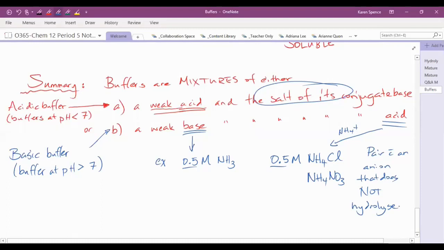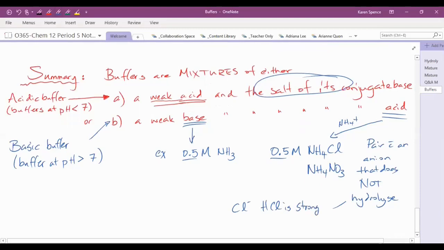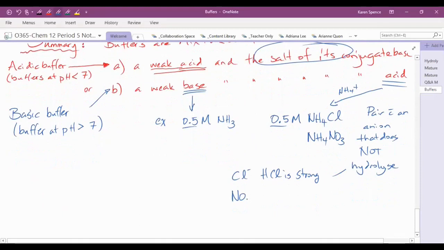Okay, and the Cl minus is good because its conjugate acid is HCl, which is strong. And so Cl minus won't hydrolyze. NO3 minus is also good because HNO3 is strong and it will not hydrolyze.